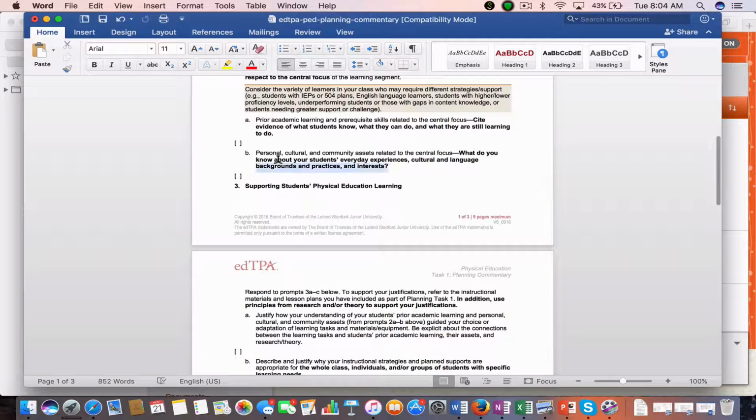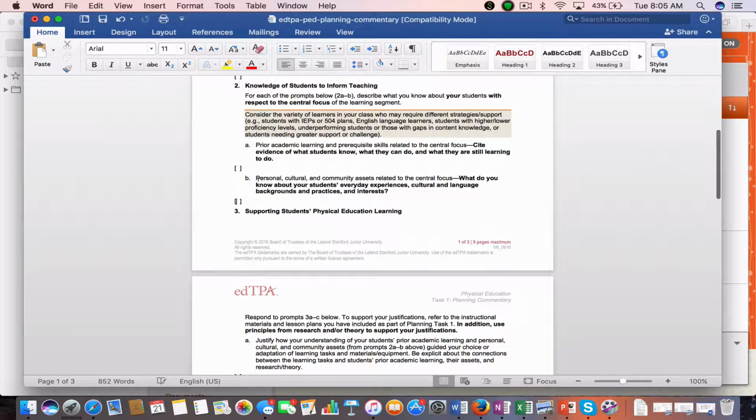Here you're going to be copying and pasting. This question is about the personal, cultural, and community assets. So again, you've already been doing this thinking. It's in your lesson plans. Everything that you've written about how your unit is going to connect with your students' personal, cultural, and community assets, that's their interests, that needs to go here.